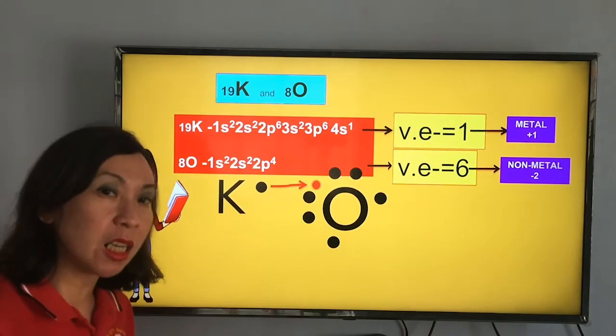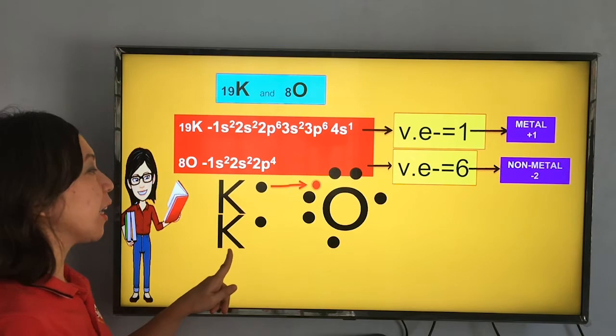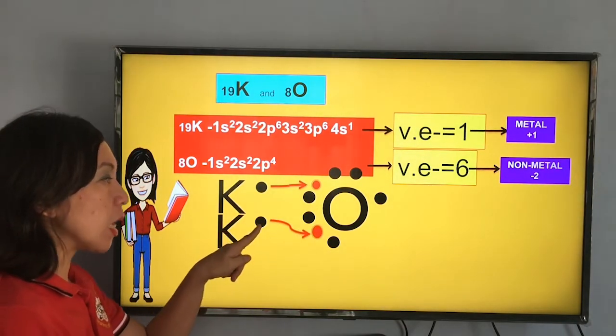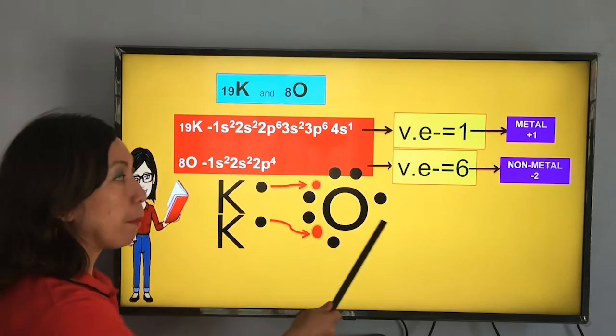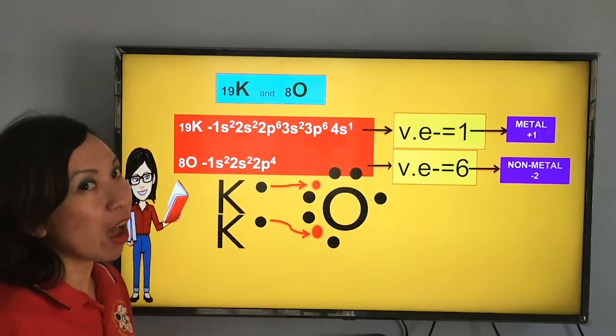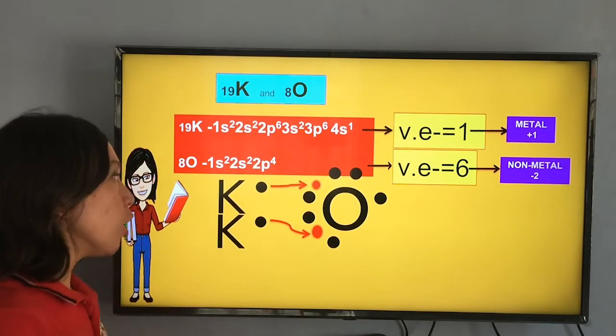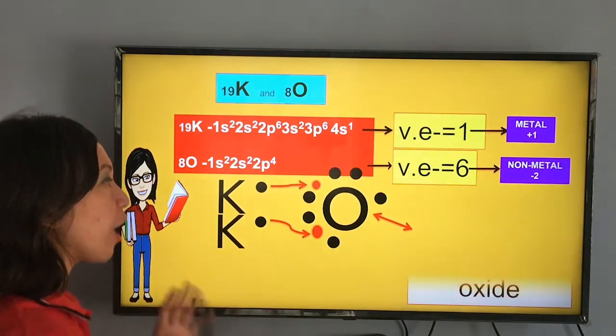So, ano kailangan natin gawin? We need to add 1 more potassium para matransfer niya yung isa niyang electron papunta kay oxygen. Pagbilangin natin yan, it is now 8. It follows now the octet rule. So, this is stable, stable, stable. We can now put them together.